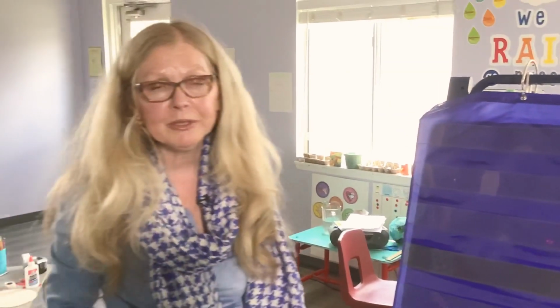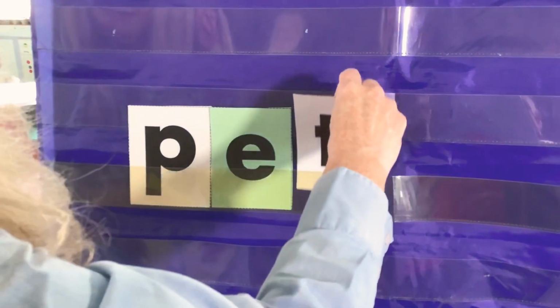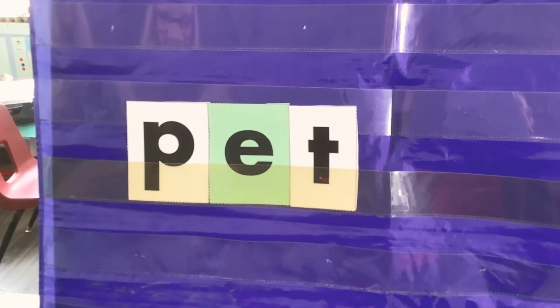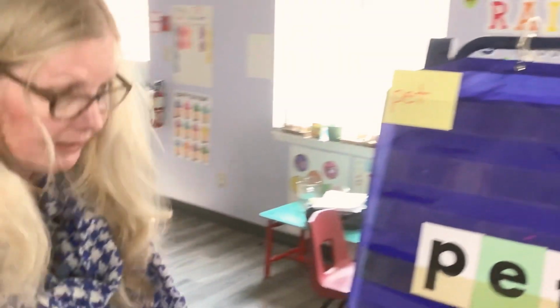Our first word is pet. Do you have a pet? You know I have a pet. Arnie and Reggie. Pet. Build the word. Find it. What's the first sound you hear? What's the middle sound you hear? And what's the ending sound? Pet. You have to take care of your pet.